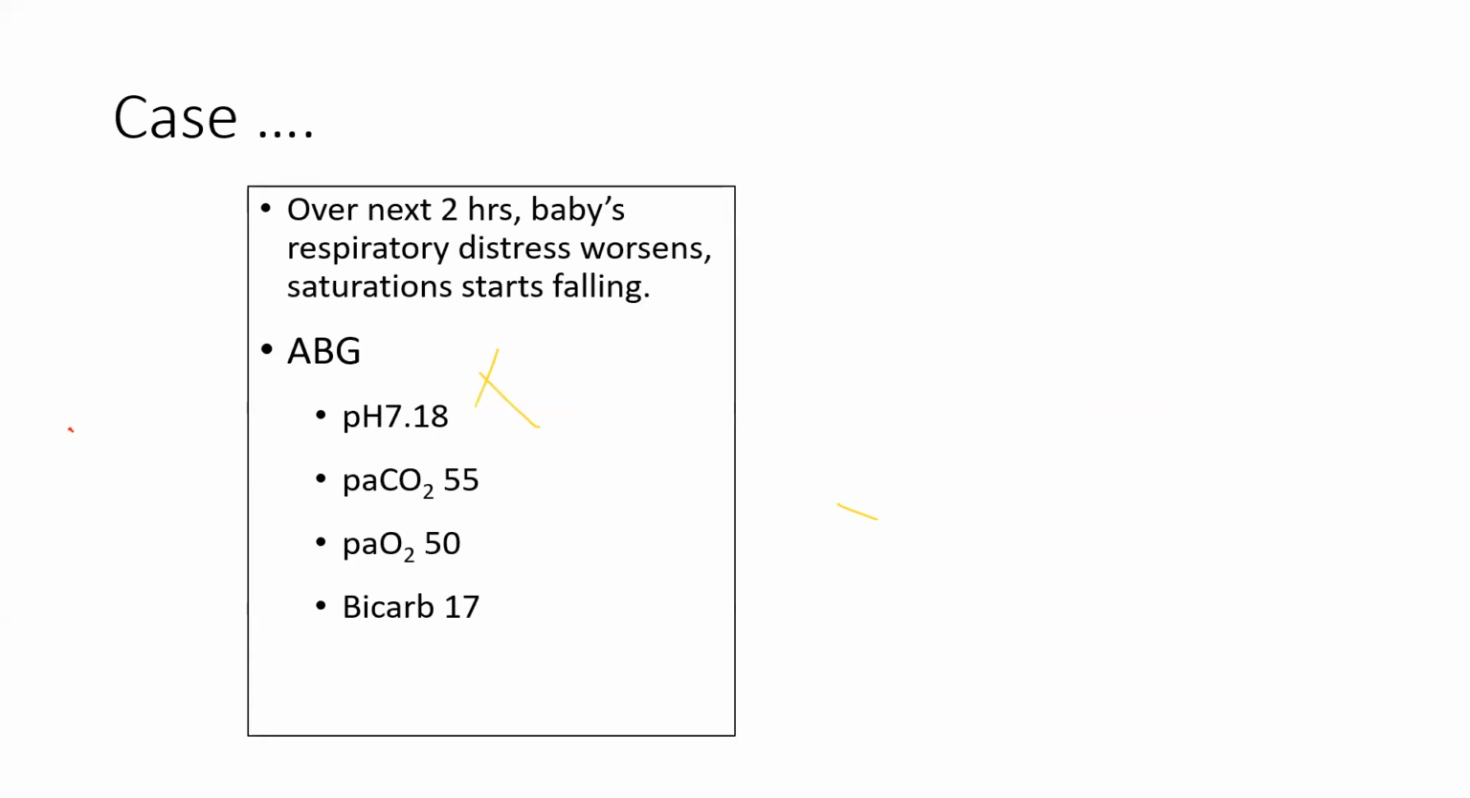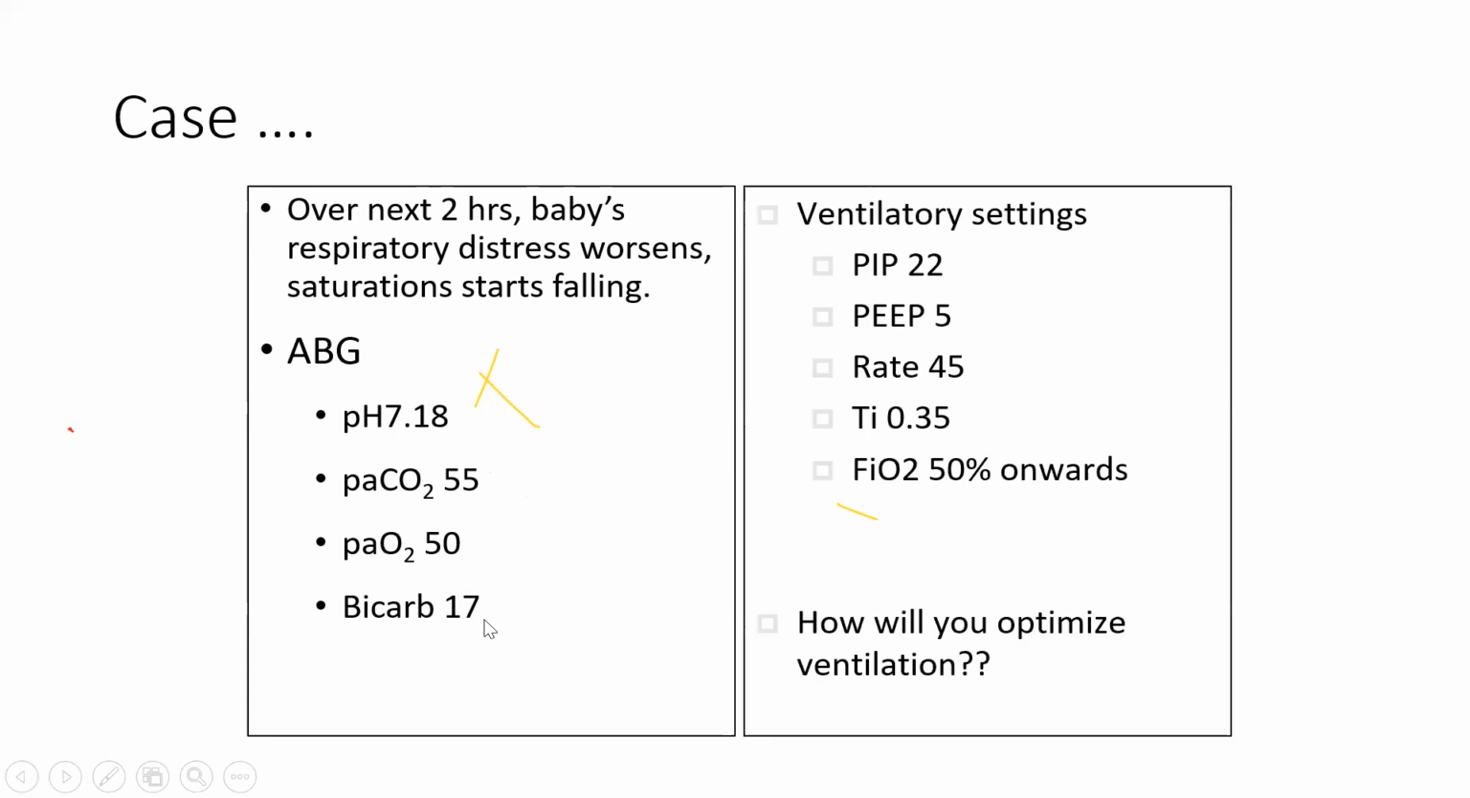So the primary management of PPHN would be pulmonary vasodilators, and we will see this further. Over the next few hours, the baby's blood gas worsened. The pH is 7.18 and CO2 is 55. So hypercapnia is there, hypoxemia has also worsened, and metabolic acidosis is setting in. Previously, PO2 was more than 70 and PCO2 was 43. Now the CO2 and PO2 have both worsened, and metabolic acidosis is also setting in.